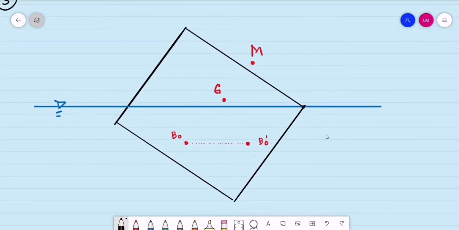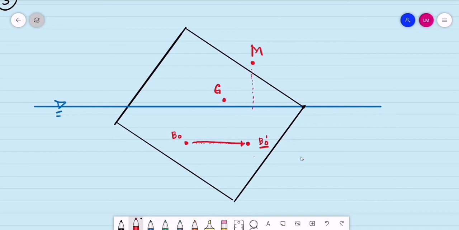Kapag nag-rotate ang object, ang mangyayari sa kanya is lilipat yung ating center of buoyancy. Kaya meron tayong panibagong point ngayon. Okay, that is the B sub O prime. Okay, that is the final point of buoyancy. So, take note for stability, dapat align pa rin yung dalawang ito.